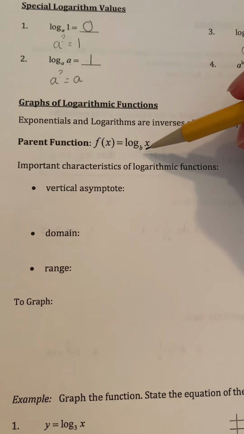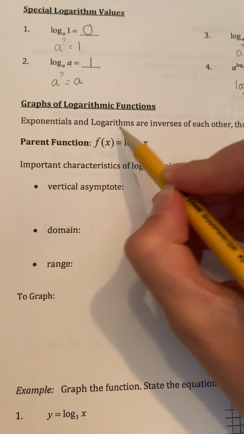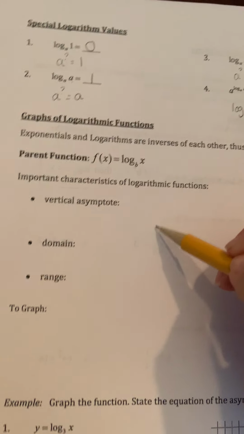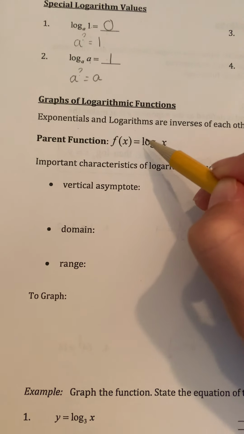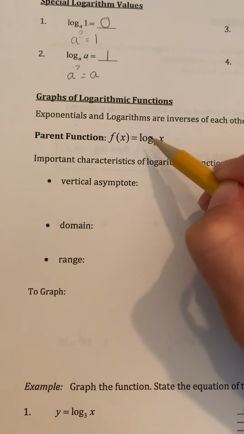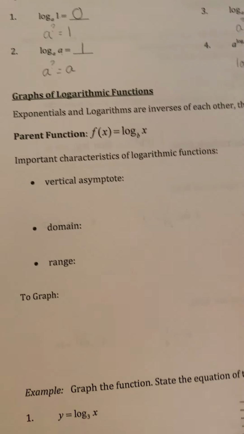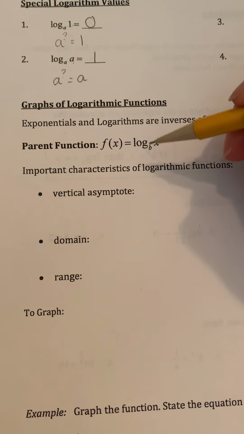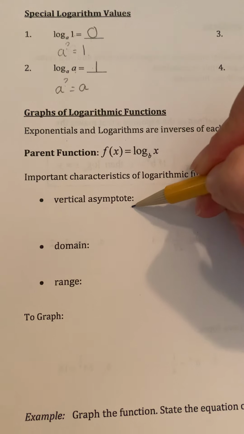Now, what's really important for graphing is that we understand exponentials and logarithms are inverses of each other. Okay, so what we're going to do is use our conversion to exponential form to help us graph. So let's talk about a few characteristics. Exponential graphs had horizontal asymptotes. So since we're inverses, our log graphs are going to have vertical asymptotes.